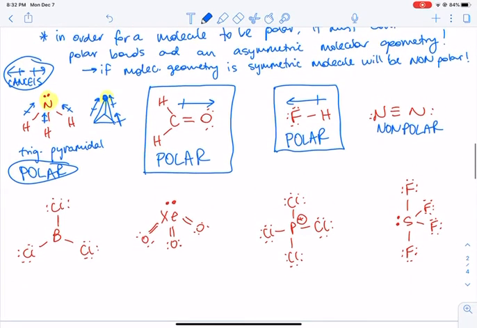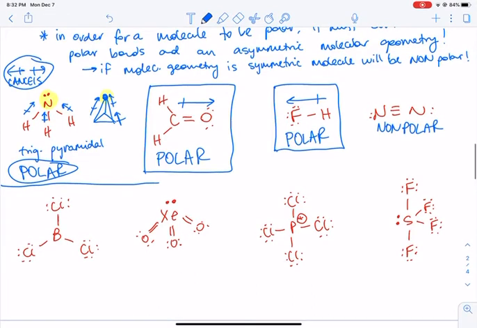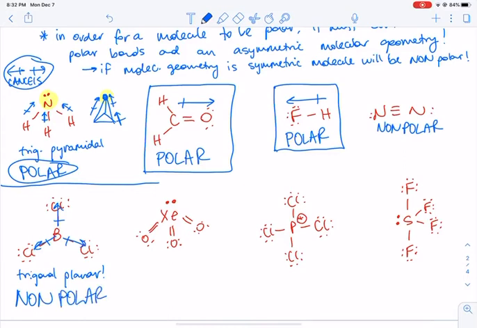Boron trichloride. Now this is a classic example of a symmetric molecular geometry. This is trigonal planar, right? This is a symmetric molecular geometry. Each one of those dipole moments is going to point away from each other symmetrically. So you may not see it, but ultimately they all cancel out. So this is a non-polar molecule. Even though it has polar bonds in it, the whole molecule is nonpolar.